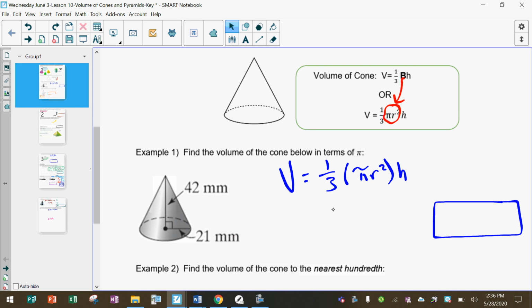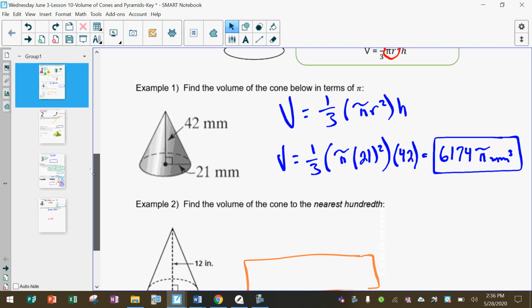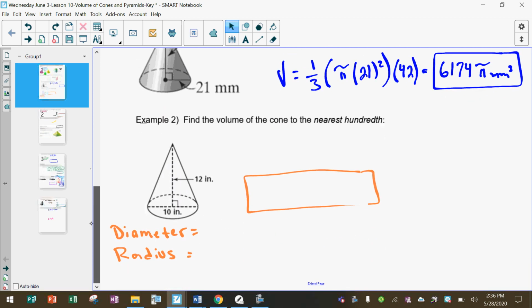Our radius here is 21, and our height is 42. You go to your calculator, leave it in terms of pi, boom, you have your answer. If you think you're good with it, then go ahead and practice the problem. If you want to watch some more examples, keep watching, because you know how fun this is.